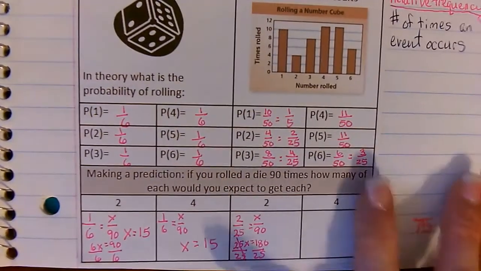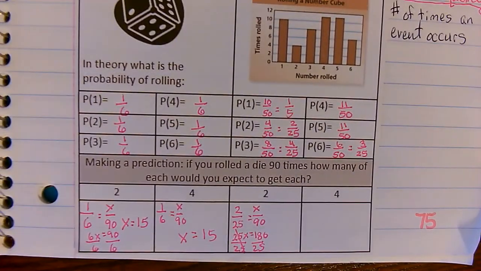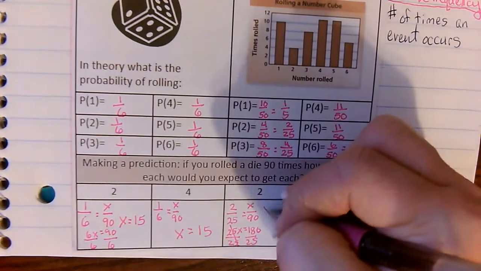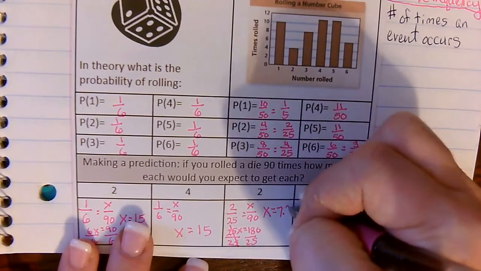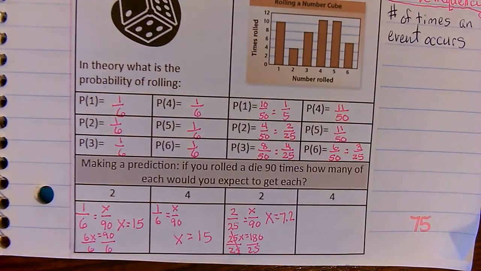Would you like to calculate this also as I do? So 180 divide 25 is how we find our answer. And that is 180 divide 25, 7.2. So the likelihood is I would roll it 7.2 times. Or I'd round it and say about 7 times.